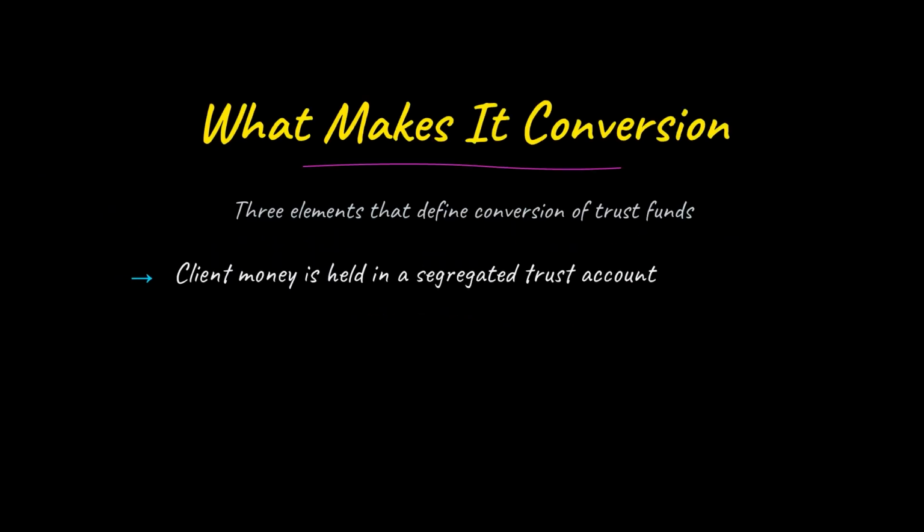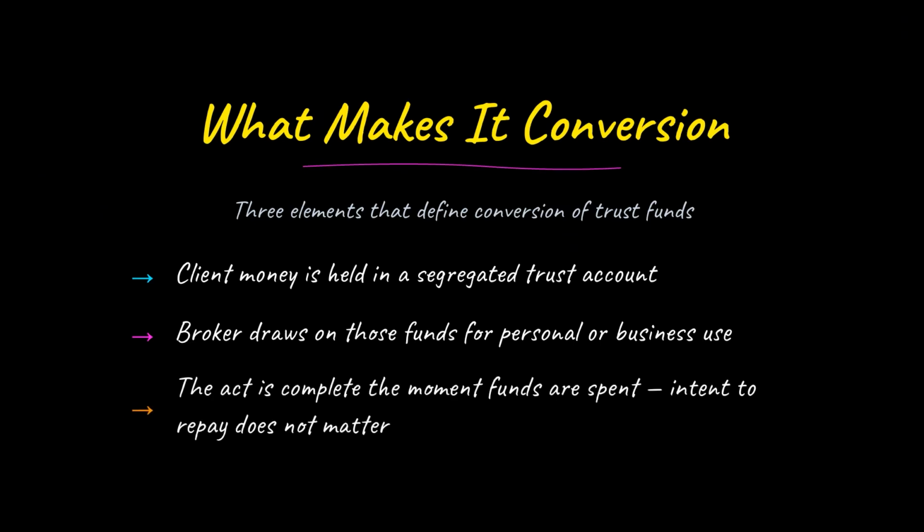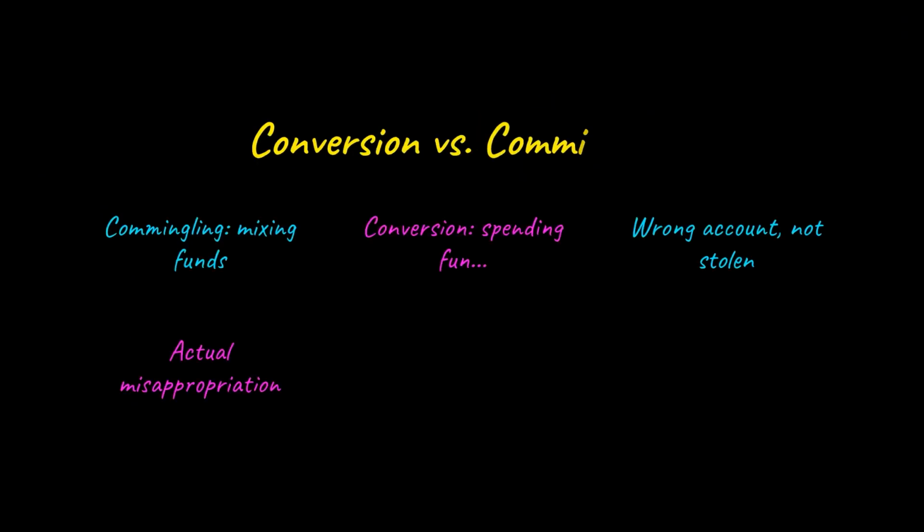Conversion has three defining elements. The money belongs to the client and sits in a protected account. The broker then draws on it for their own ends, paying rent, covering payroll, or meeting any personal obligation. And critically, the violation is complete the moment those funds are spent, regardless of any plan to repay.